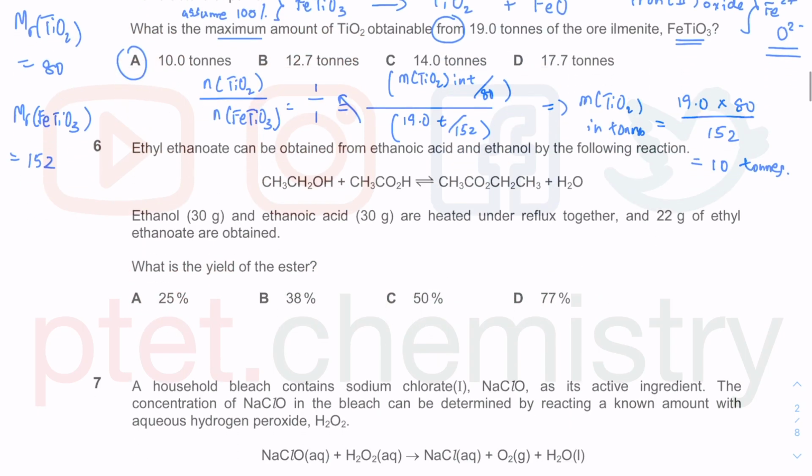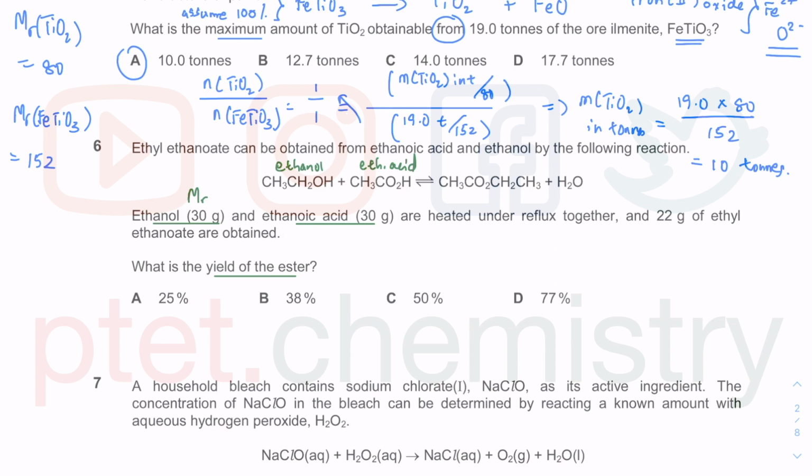On to the next question. So they're asking us for the yield of the ester. We're given the ethanol mass as well as the ethanoic acid mass. This is the ethanol, and this is the ethanoic acid. So what I'll do is work out the Mr, the relative molecular mass.